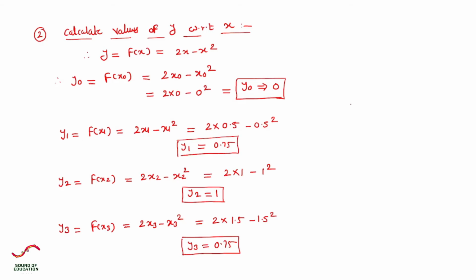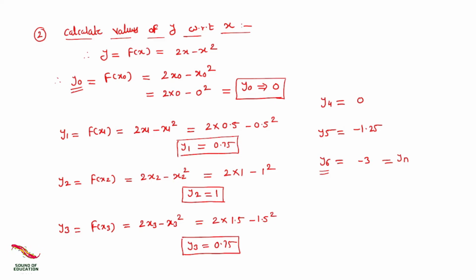So here y4 is equal to 0, y5 is equal to minus 1.25 and y6 is equal to minus 3. Now here, starting from y0 and ending at y6, this y6 is also known as yn, right? So in this way we have calculated all the values of y with respect to x. We had the values of x, and corresponding to x we have calculated all the values of y, right? So this is the second step.